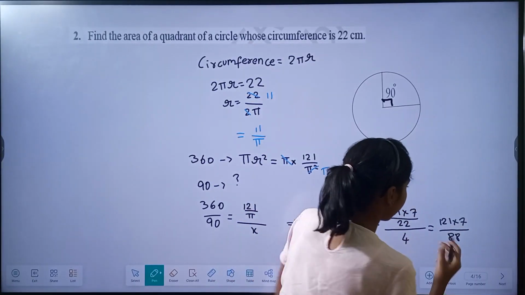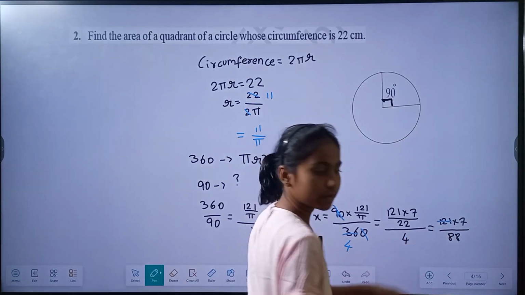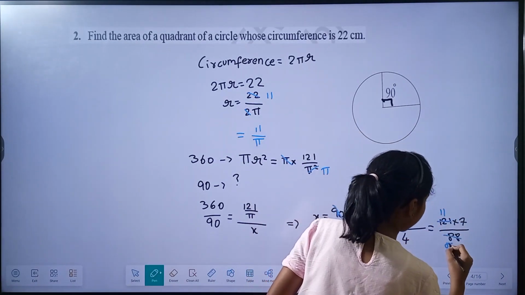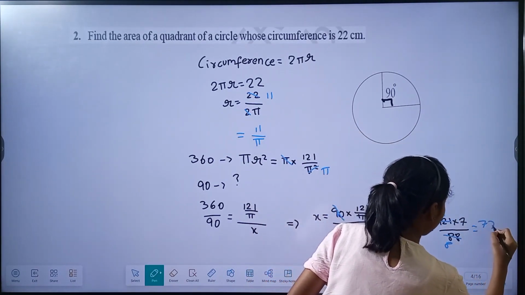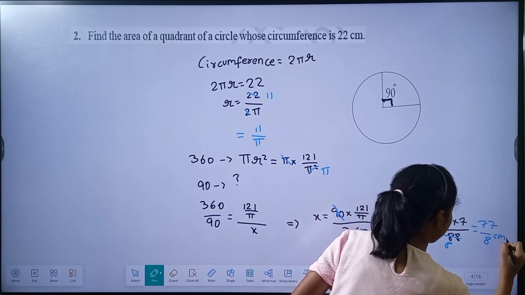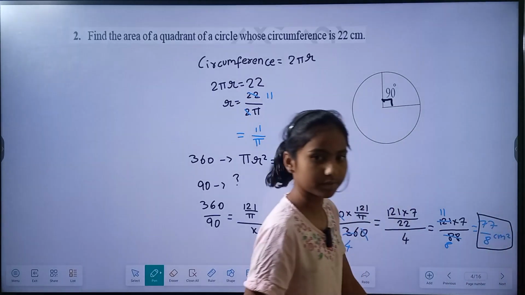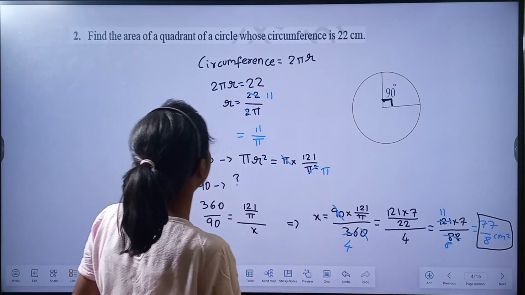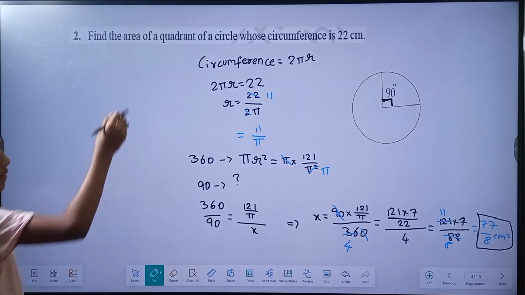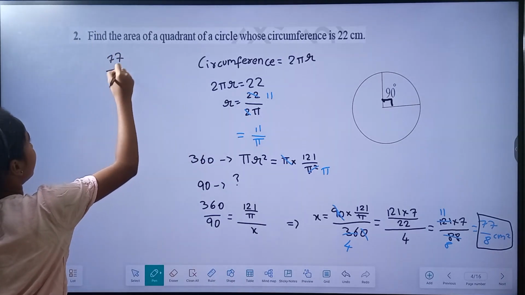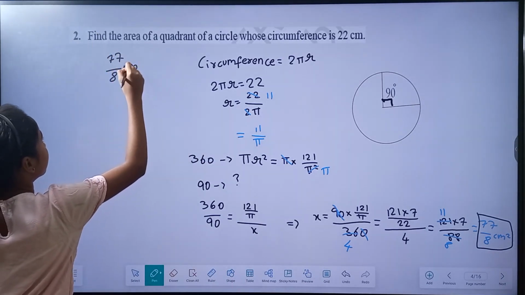So with 88, we can cut both by 11, which gives 77 by 8 centimeter square. This is the corresponding area of the sector. I am writing over here 77 by 8 centimeter square.